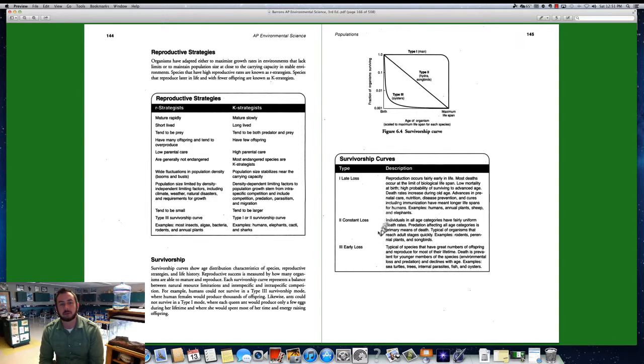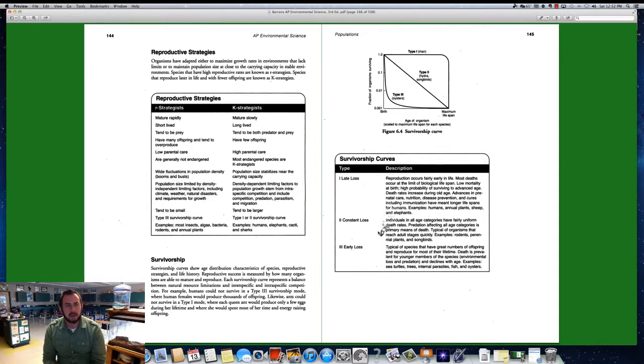They widely fluctuate in population density. So they have lots of booms and busts, usually because of environmental factors like temperature. For instance, mosquitoes would be a good example of an R strategist. All of a sudden it gets very cold, and the population busts. All of a sudden it warms up and it rains a couple of times, and man, they're booming again. So that's an example of wide fluctuations in population size. They're limited by density-independent limiting factors, like I just talked about, weather and climate, as in my example of mosquitoes, and they usually tend to be smaller organisms.